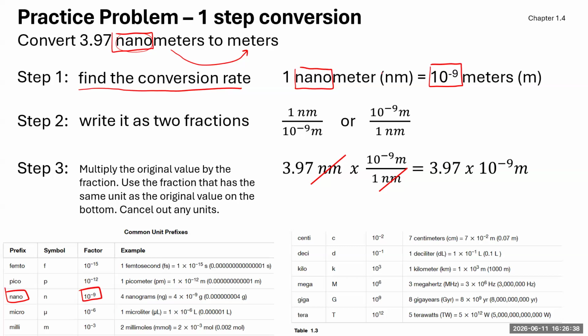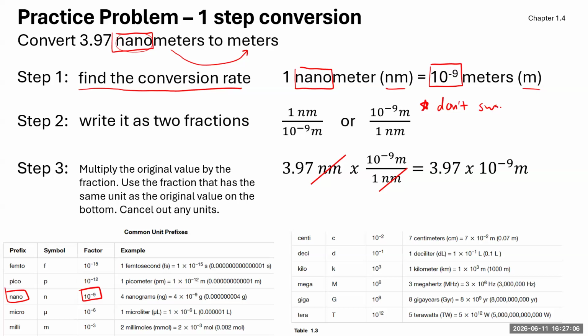So the symbol for nanometers is lowercase n, lowercase m. The symbol for meters is lowercase m, right? So we're going to write it as two fractions: 1 nanometer over 10 to the negative ninth meters, or 10 to the negative ninth meters over 1 nanometer. So I'm going to put a star here.